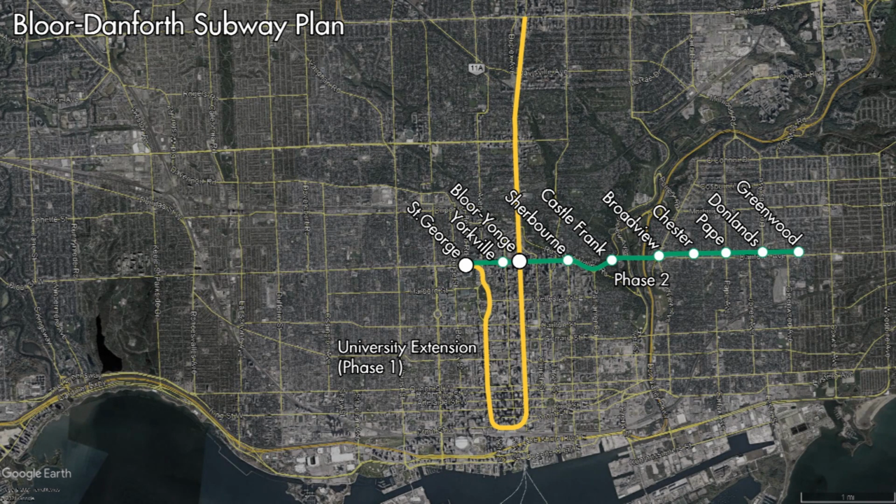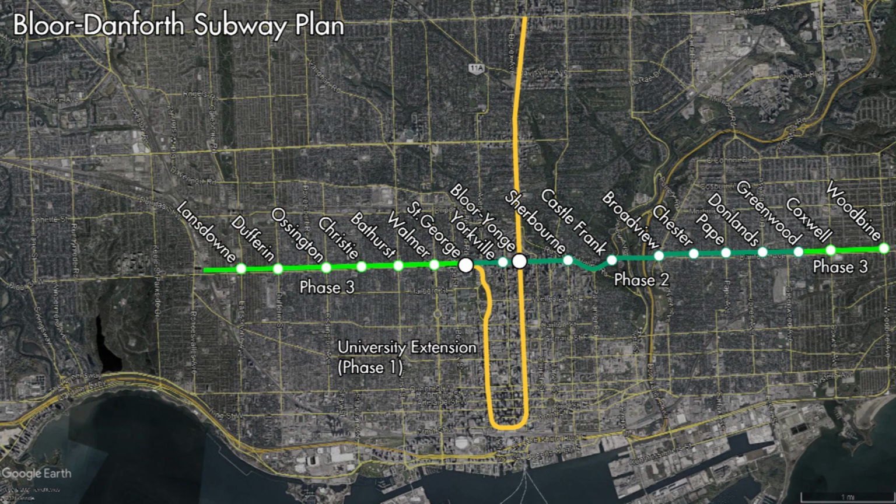Phase 3 of the project, which was planned to have opened by 1969, would see the line receive 2 extensions. A 2-stop extension in the east, from Greenwood to Woodbine with a stop at Coxwell, and an 8-stop extension to the west from St. George to Keele, with stops at Walmer, Bathurst, Christie, Ossington, Dufferin, Lansdowne, and Vincent.